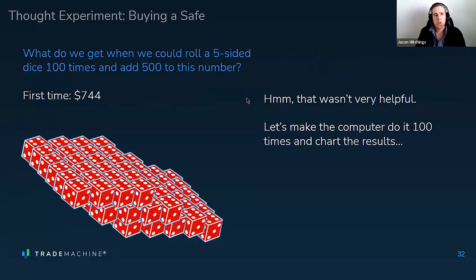Okay, so we roll a dice 100 times and we come up with a number, and the first number we get is 744. Okay, so based off that one data point, doesn't really tell us that much.